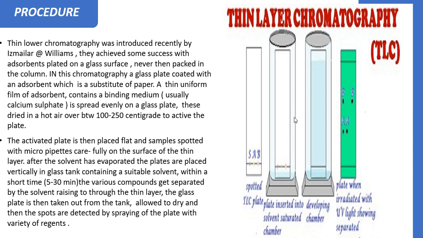Now after running the chamber you take out the plate, air dry it, and then spray the spraying reagents. The spraying reagents that we use in either paper chromatography or thin layer chromatography are: for amino acids we use the ninhydrin reagent, and for carbohydrates we use potassium permanganate. Potassium permanganate is mainly used for developing the spots.